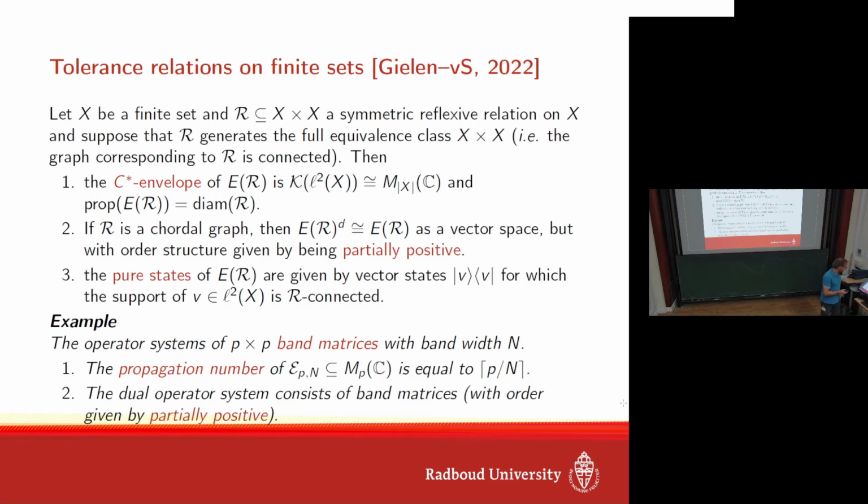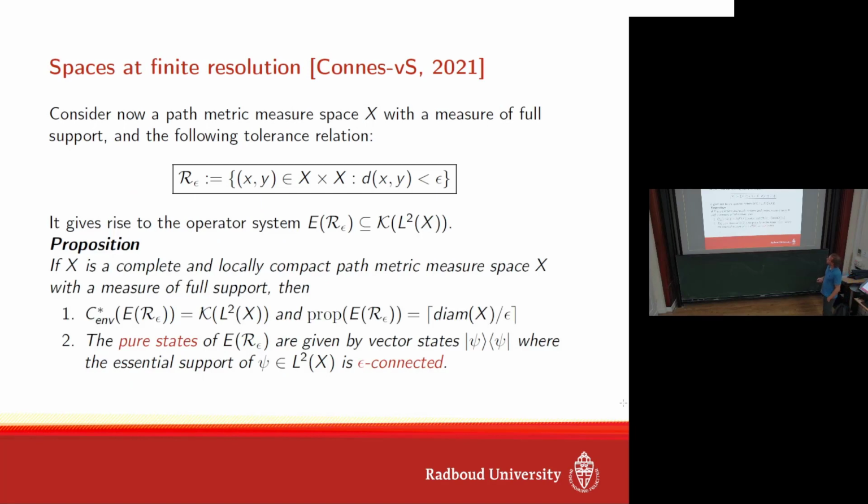So here's an example where you really have these band matrices in place, propagation number, and the dual operator system is also band matrices. A trivial example of it. So what we apply it to is this case of R epsilon. That's a continuous situation, but we need some properties on X, of course.